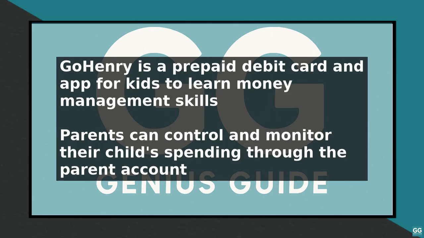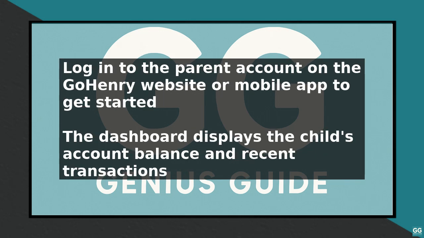To get started, first ensure you have a GoHenry account and your child's card is activated. Log into your parent account on the GoHenry website or mobile app. The dashboard will display your child's account balance and recent transactions.